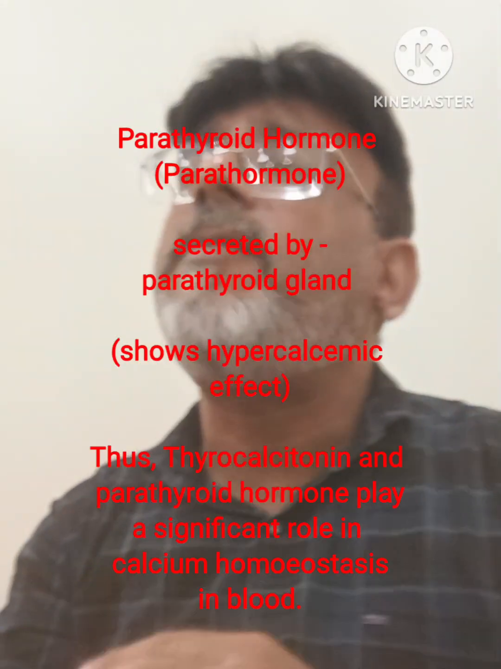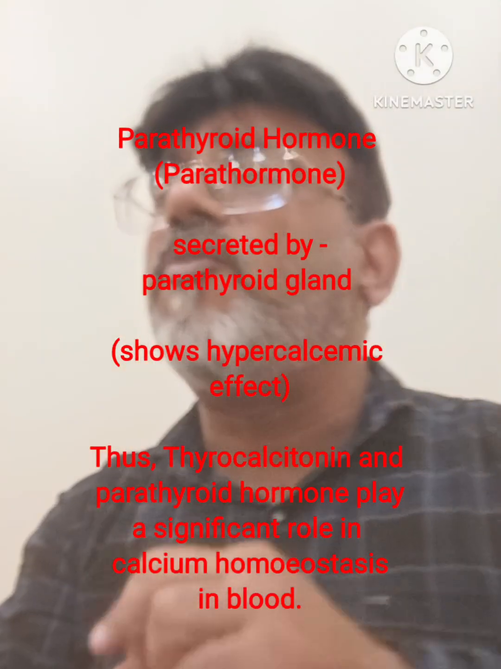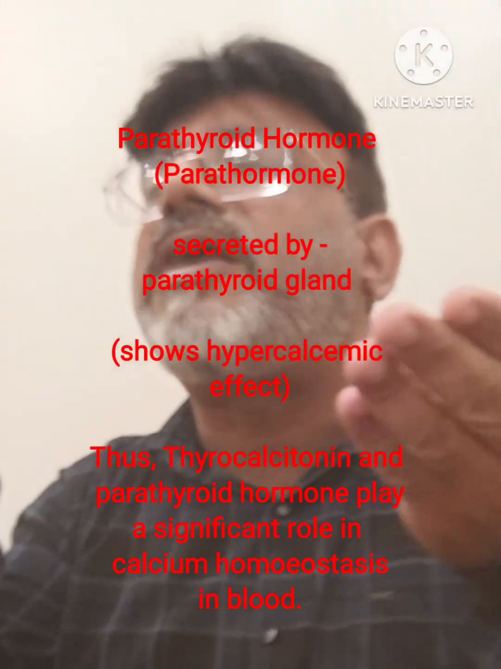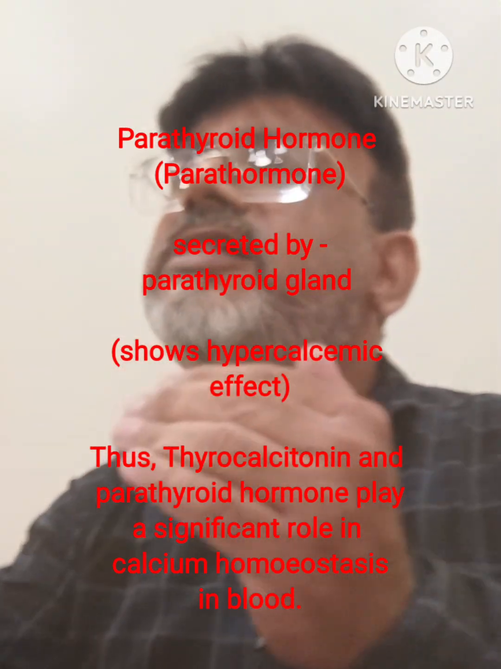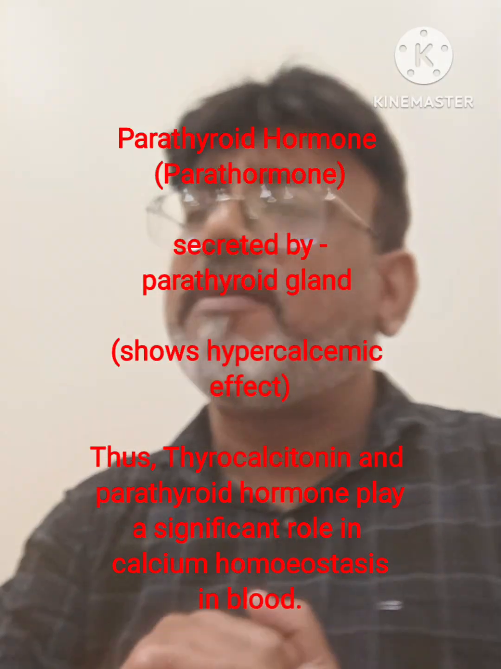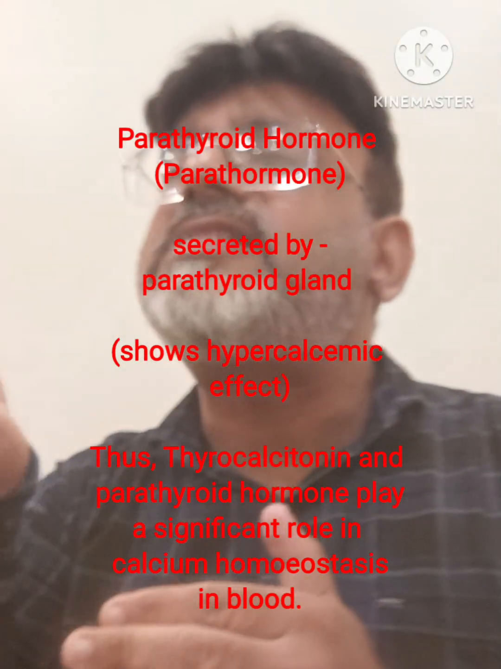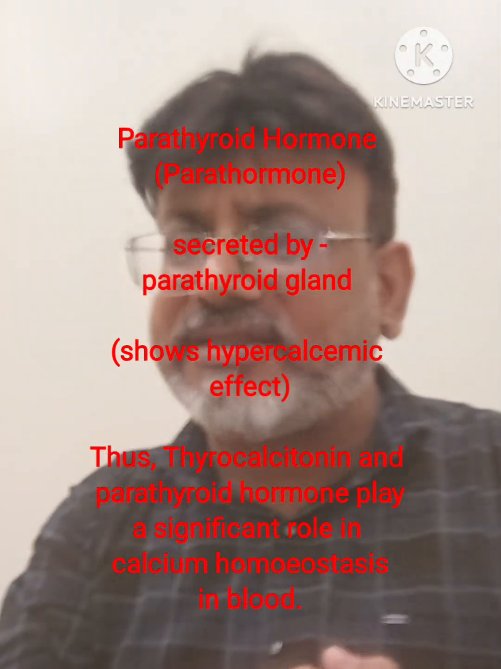When we discuss the parathyroid gland after this part, we will see that the parathyroid gland secretes a peptide hormone called parathyroid hormone, which is also known as parathormone. This hormone increases the calcium level in blood. Thus it shows hypercalcemic effect, which is opposite to that of thyrocalcitonin. Thyrocalcitonin is hypocalcemic, but parathyroid hormone, or parathormone, is hypercalcemic.